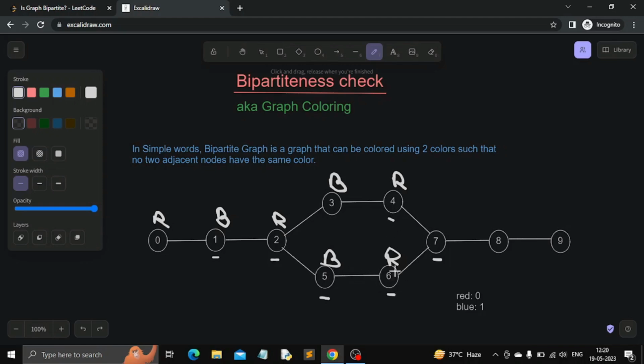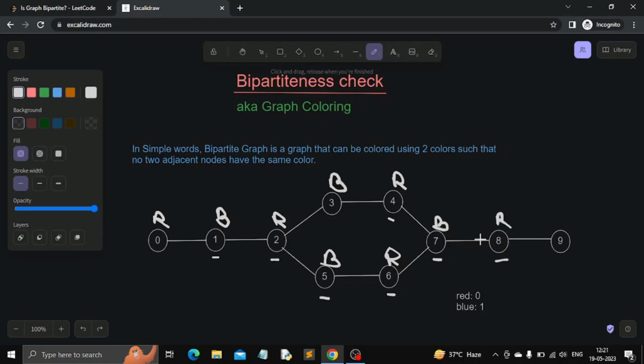After coloring node 4 and node 6, we have node 7. Now both node 4 and node 6 were colored as red, so node 7 we are going to color blue. Again we will move ahead to node 8, which is the neighbor of node 7. So node 8 should be colored as red, since we colored node 7 as blue.